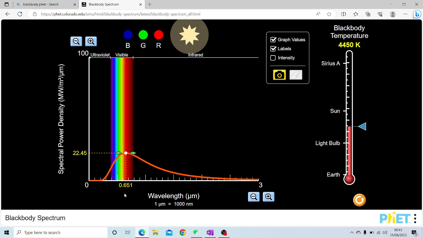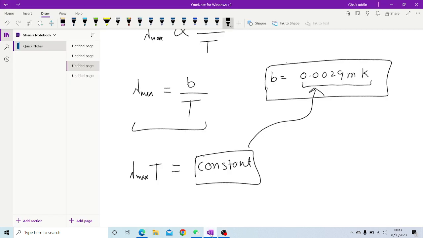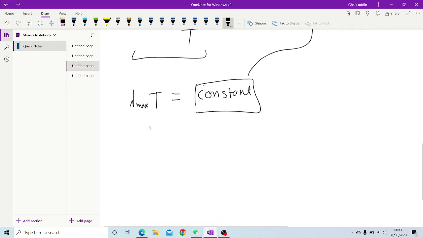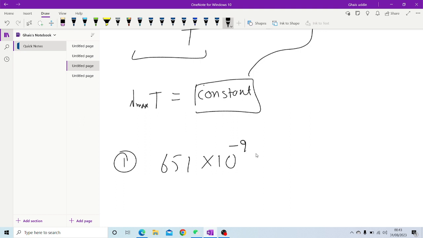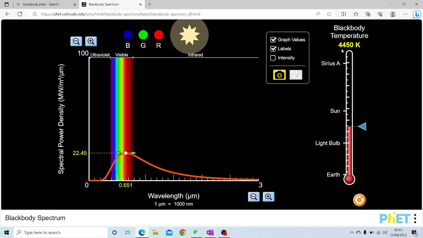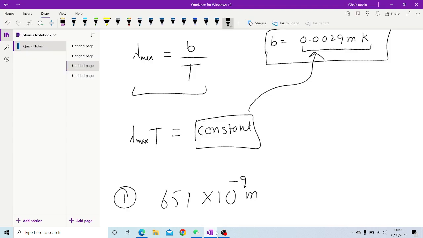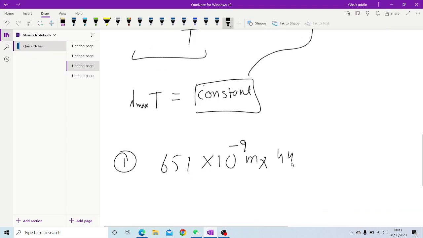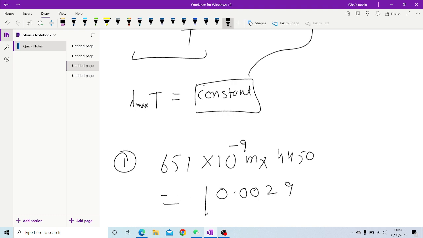This is 651 times 10 to the power minus 9 meter, so this is nano. Now I want to multiply this by 4450. So 10 to the power minus 9 multiplied by 4450, and we get approximately 0.0029. So we got this value.